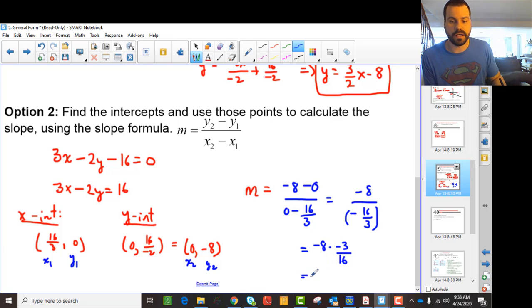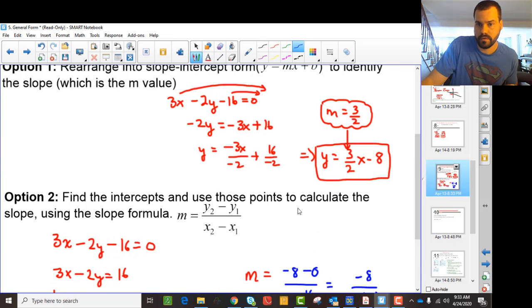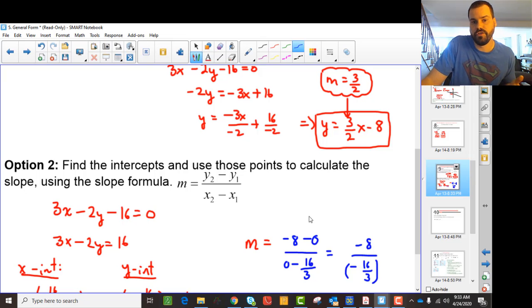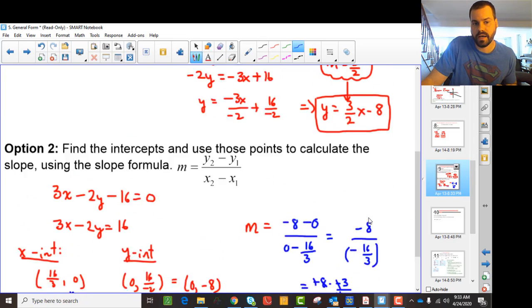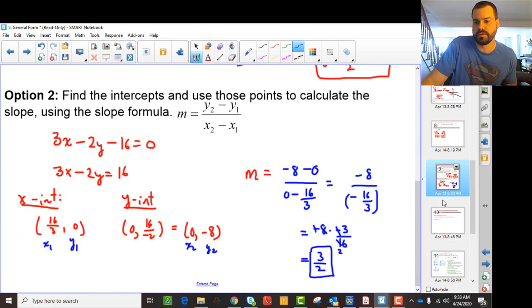So the negatives are going to cancel, okay? And 8 divided by 16 reduces to 1 over 2. So I get 3 divided by 2. So my slope is 3 over 2, which is the same result that I got up here. So whichever method you prefer, I think this is probably more efficient. Just solve for y. And I would recommend that you use option 1, but you can use option 2 if you want to.